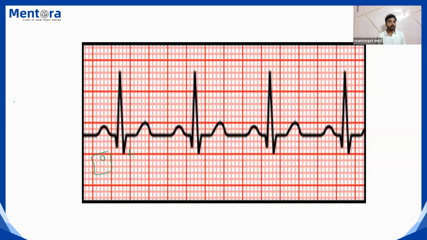And ECG runs at a speed of 25 mm per second. This is the very standard dictum. So it runs at speed of 25 mm per second. So if you see this thing, 1 second, 1 minute. So what does it indicate? 25 per second. For 1 second, it is traveling 25 mm. So 1 mm is equal to 0.04 second. So we'll just put this thing.